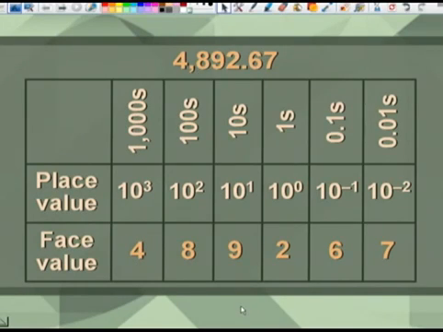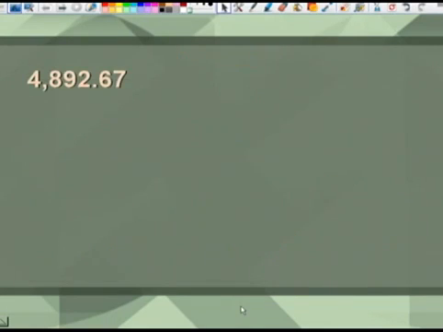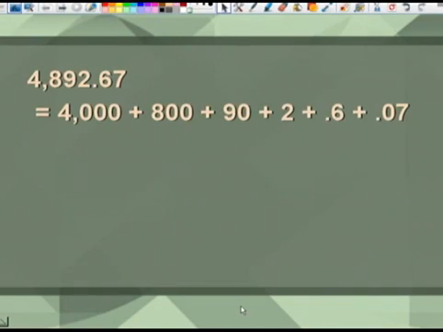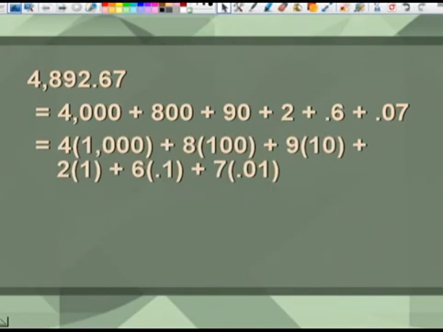All right, so let's stretch that out and explain the meaning. You have 4,000 plus 800 plus 90 plus 2 plus 6 tenths plus 7 hundredths. Now let's take that and rewrite that in terms of place value. 4 times 1,000 and 8 times so forth. Now let's go ahead and instead of all the zeros, let's use exponents.